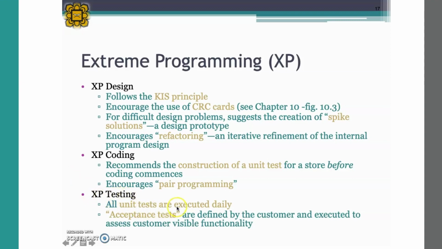And the last stage is testing. So all unit tests are executed daily. The test that has been prepared will be executed daily. Remember that there will be many types of testing, not only unit tests. Okay, and they will also execute acceptance tests, which will be run by the customer, and customer will assess whether they agree with the increment outcome or not.